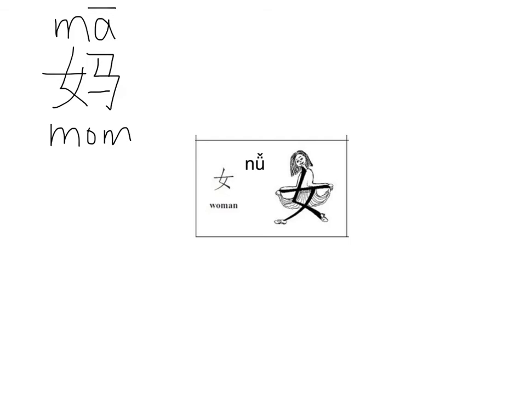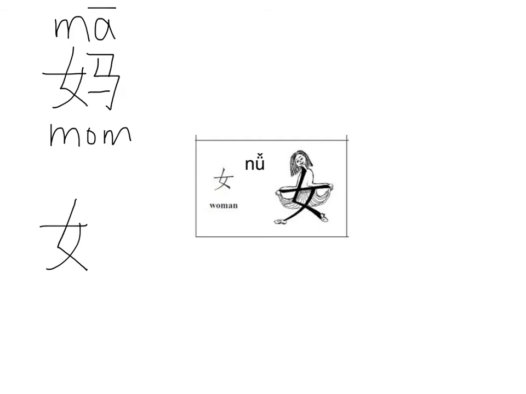And the first character looks like this: we put 女, and on the right side, we put a horse. A horse. So it's pronounced like mā. It means mom. So your mom is like a horse. She always works very hard for your family. So that's mā.